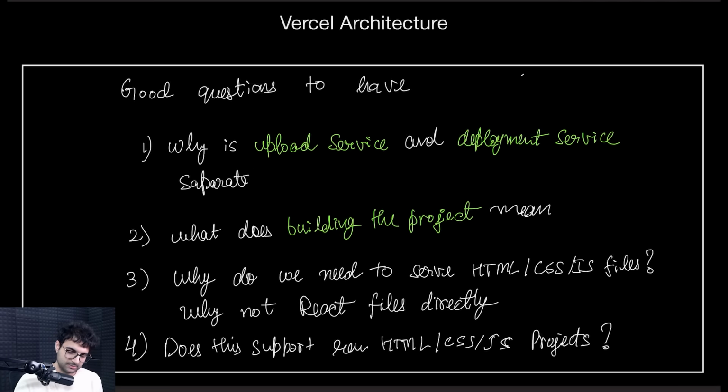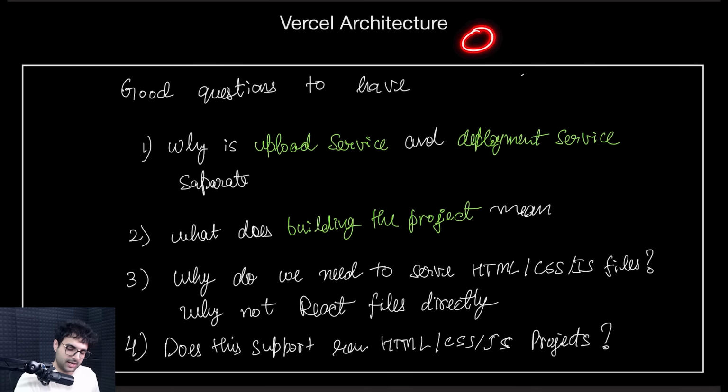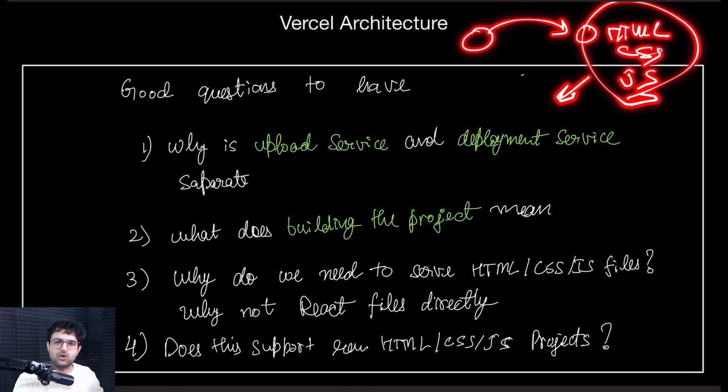Number two, what does building the project even mean? If you've done some basic React in the past, you might have run the command npm run dev to run it locally. But when you actually deploy it on the internet, for a React project at least, you first convert that React project into simple HTML, CSS and JS files, and then you serve these files as normal. You don't have to do anything extra. Whatever was your method to serve these HTML, CSS and JavaScript files for a raw project, by raw I mean a non-React project, the same you can use here.